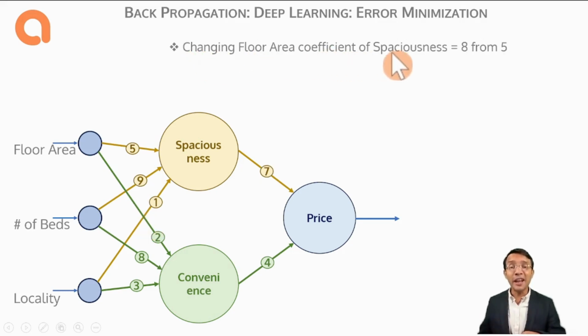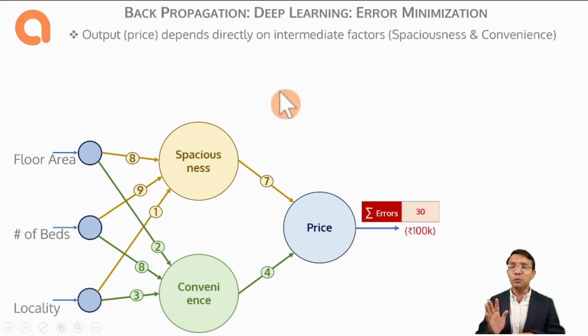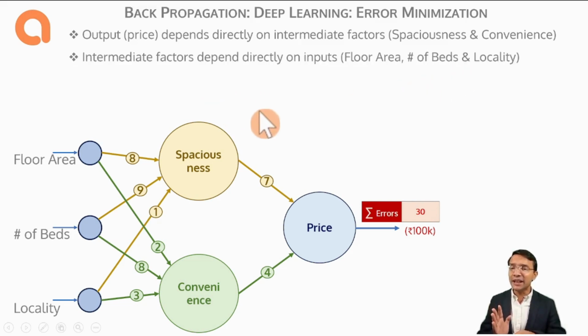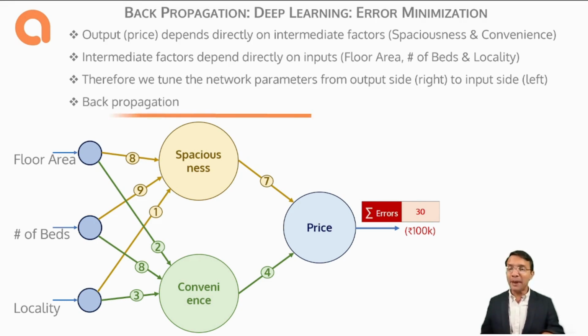Changing the floor area coefficient of spaciousness to 8 from 5, now this error further reduces to 30,100,000 rupees. The output price depends directly on intermediate factors, spaciousness and convenience. Now these intermediate factors depend directly on these inputs. Therefore, we tune the network parameters from the output side to the input side, from right to left, in a backpropagation.